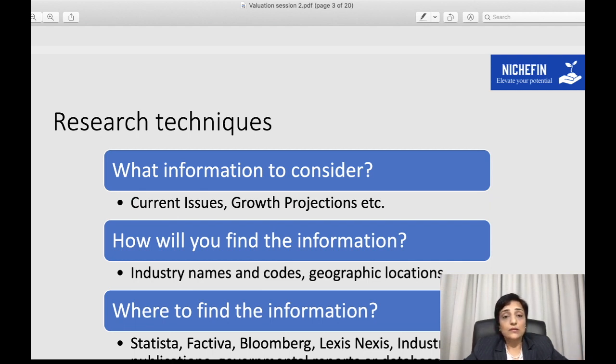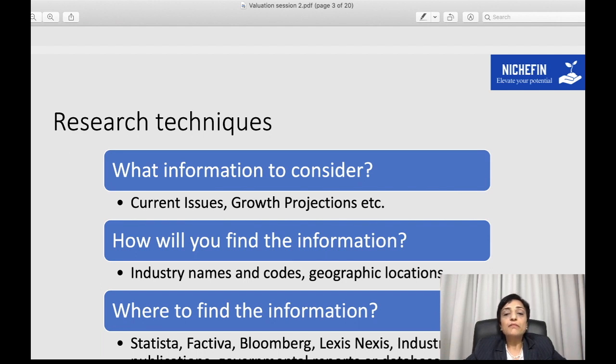So, whether it's okay to expand geographically, to cross the borders and go into another country and comply with the regulations, etc. So whether we are looking at the issues or the growth projections, we need to set proper keywords and look at the right reports. Okay. So how will we find that information? We can find it if we know the proper industry name and the code.